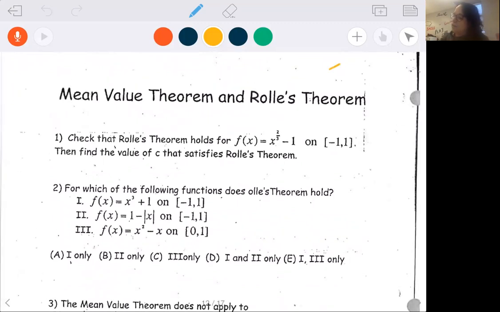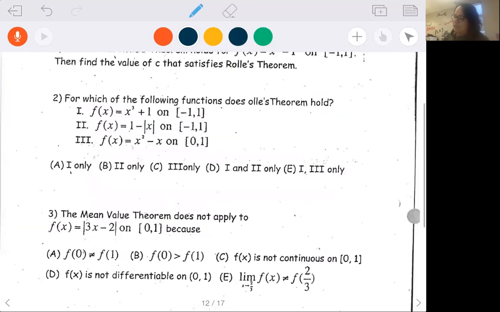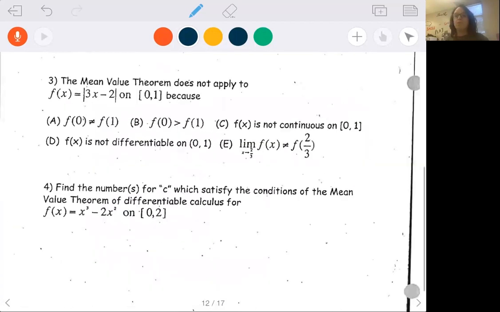Mean value is fair game, but I won't ask you about Rolle's. It's fair game that I ask you, is the hypothesis met? Is the function continuous and differentiable? Like, can you even apply it? Or to find the value of c guaranteed by it. Those are both fair game.